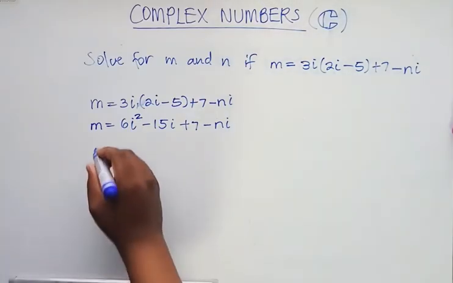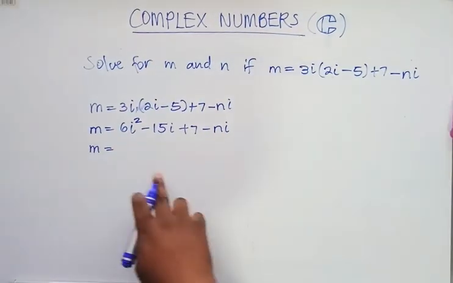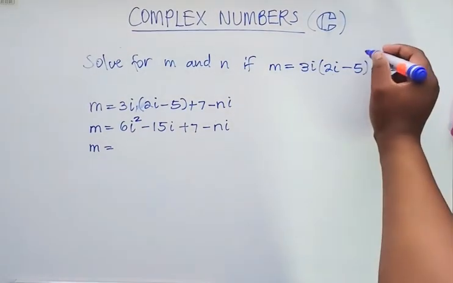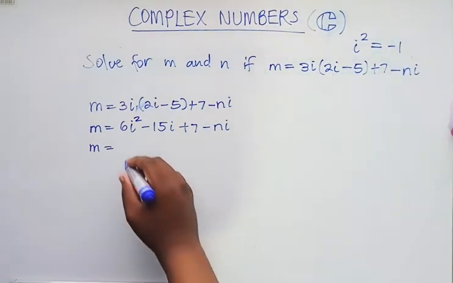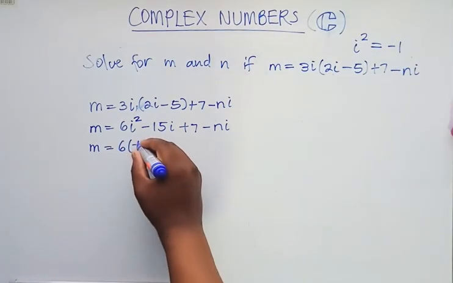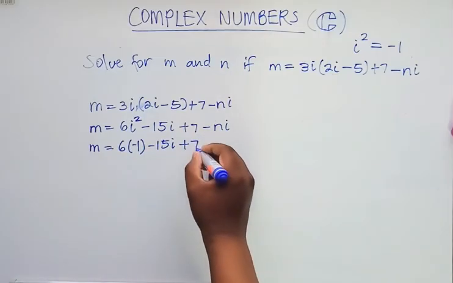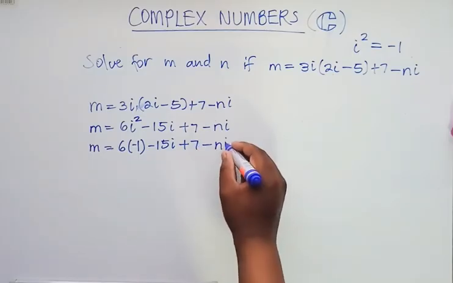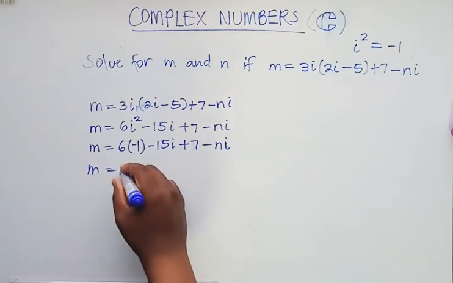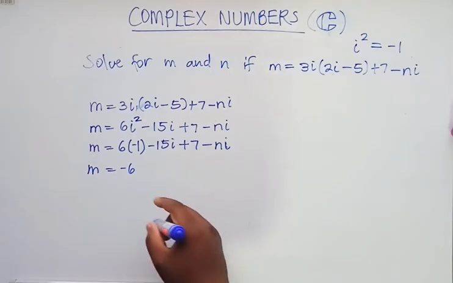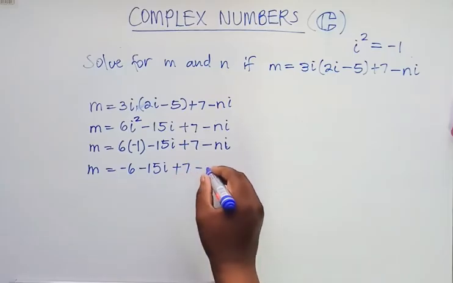The next step is to say, whenever I see an i squared under complex numbers, it represents a negative 1. So my i squared changes to a minus 1, and I just rewrite the rest. Then I multiply 6 by minus 1, that is minus 6. Then I have minus 15i plus 7 minus ni.